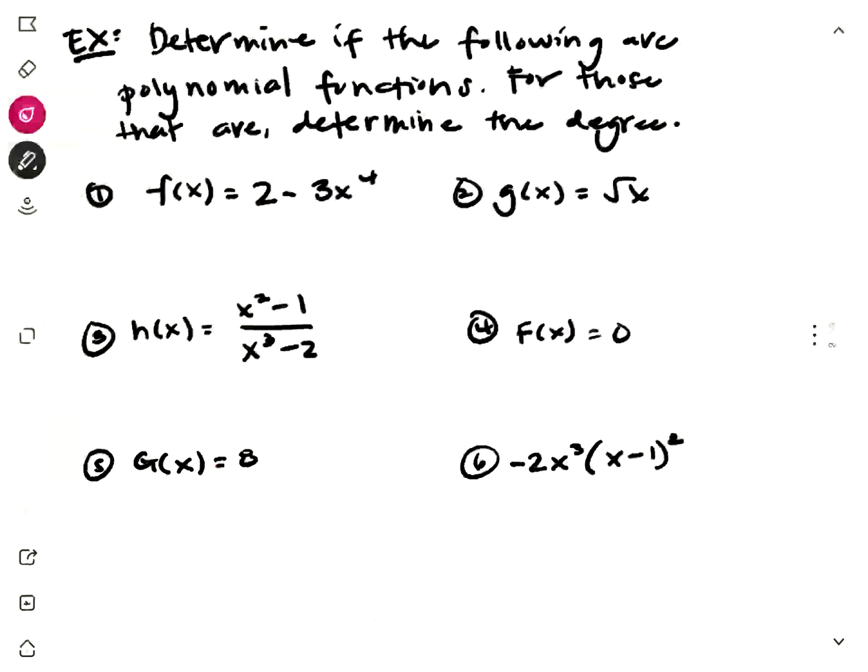Okay, so the first example says determine if the following are polynomial functions. For those that are, determine the degree. All right, so here we have a 2, which is a number. That's cool. That's a term. We have a minus in between, which is acceptable. And then we have 3x to the 4th power, which is also a polynomial. We know that because there's a number, which is 3, and we have a variable with an exponent, which is 4. So this is a polynomial. And the degree, right? So the degree says the highest exponent. So degree 4.